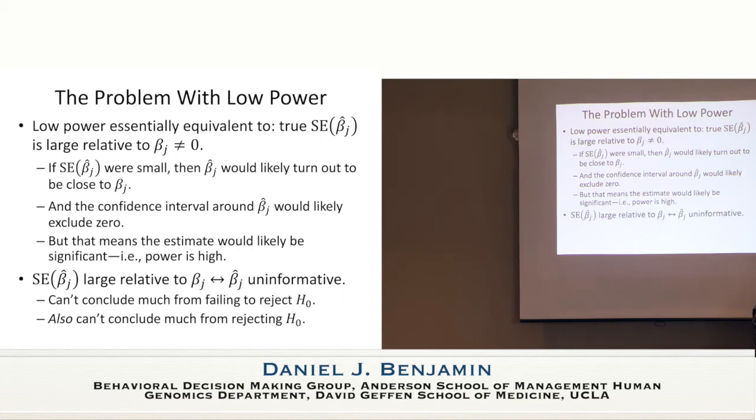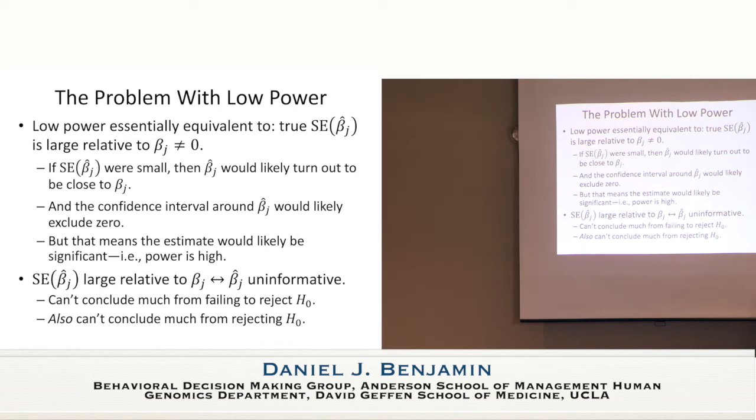Now, if, on the other hand, the standard error is large, then your estimate is going to be uninformative, not telling you much about the true value. And in that case, you can't conclude much from the fact that you didn't reject 0. So that's what we mean by low power usually. The fact that we didn't reject 0, we wouldn't have expected to reject 0 even if there were an effect.